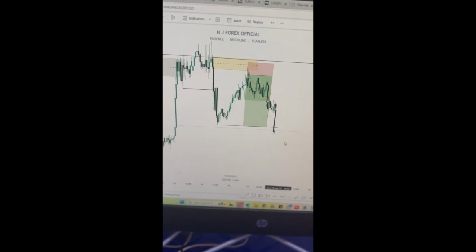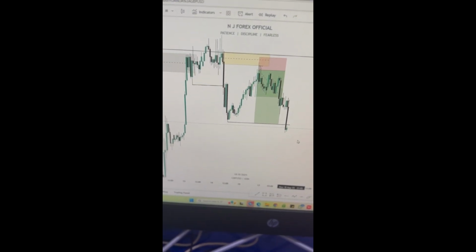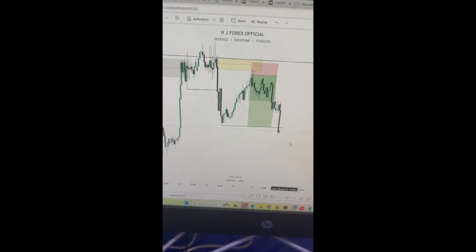So I'm going to drop a screenshot of the trade I took right away.